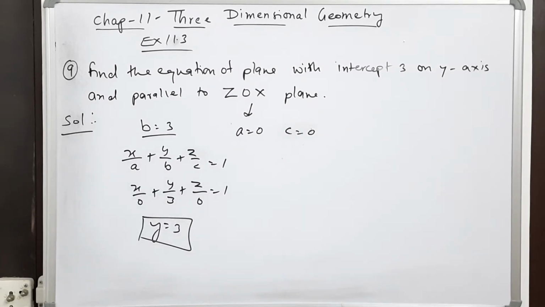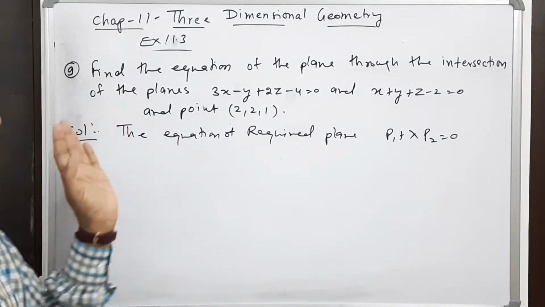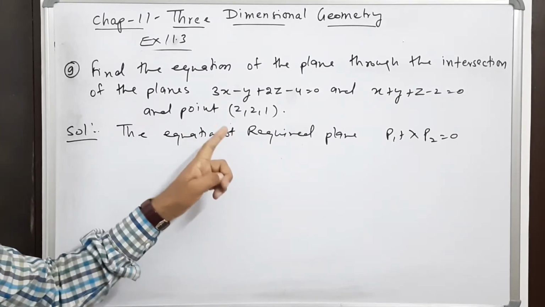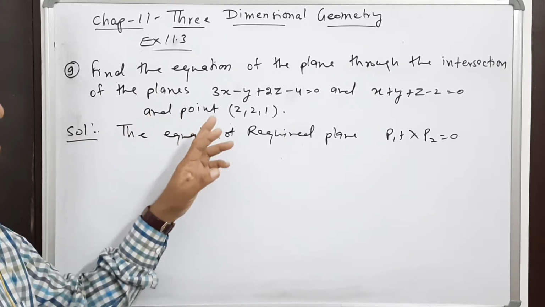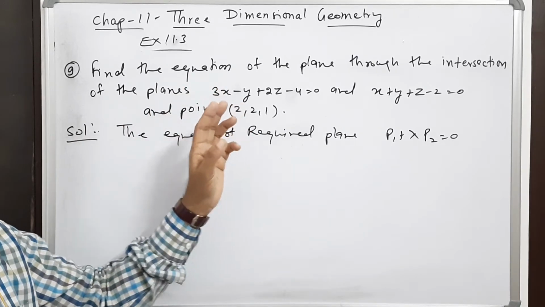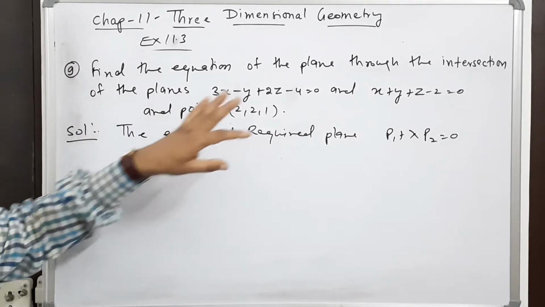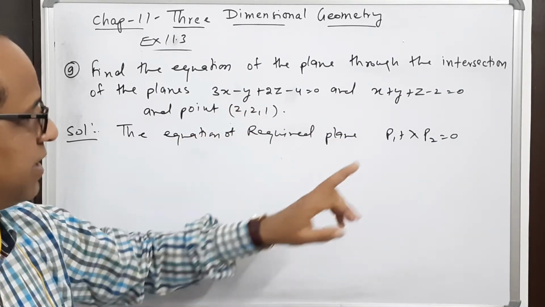Now the next is sum number 9. Here I want to draw your attention that this problem is very important from the examination point of view. There are 3 sums in this category, sum number 9, 10 and 11, and all these 3 sums are similar. Here the equations of 2 planes are given.